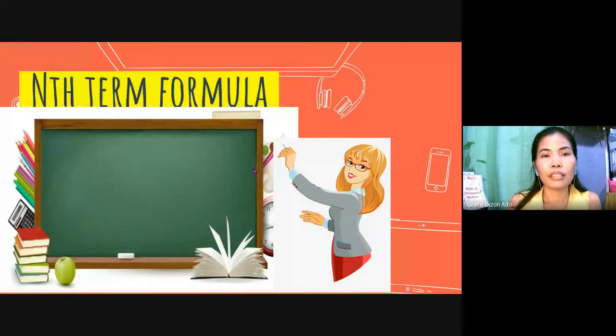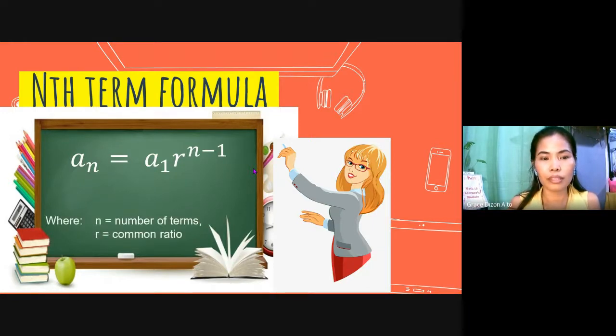The formula for the nth term of a geometric sequence is a sub n is equal to a sub 1 times the ratio raised to the power of n minus 1, where n is the number of terms, r is the common ratio, a sub 1 is the first term, and a sub n is the nth term.